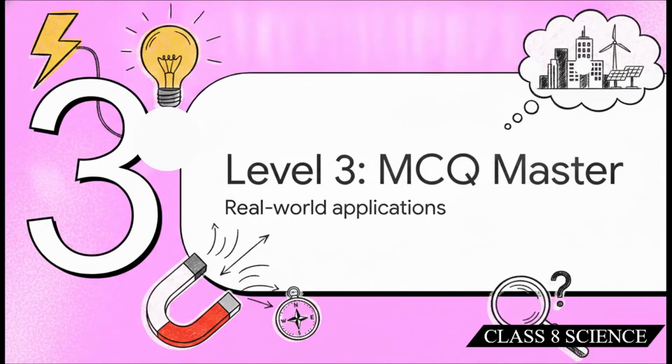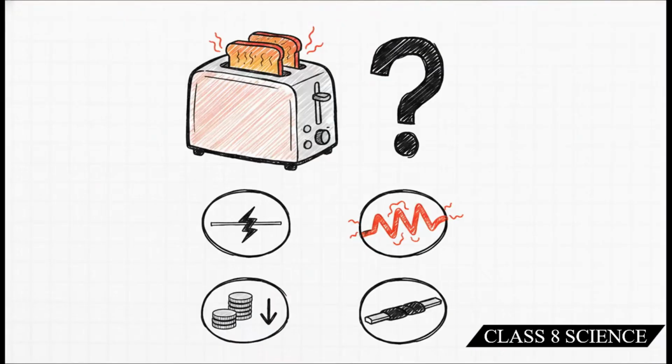Level 3, MCQ Master. Real-world applications. Welcome back. Let's keep this energy going. All right, our next question is a classic multiple choice. Nichrome wire is commonly used in electrical heating devices like your room heater or your toaster because it is a good conductor, generates more heat for a given current, is cheaper than copper, or is an insulator of electricity. Which option sounds like the winner here?